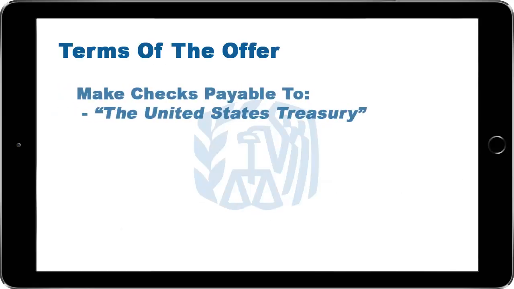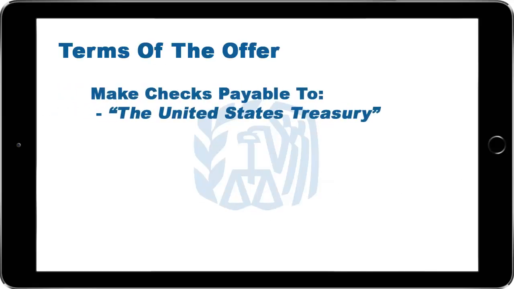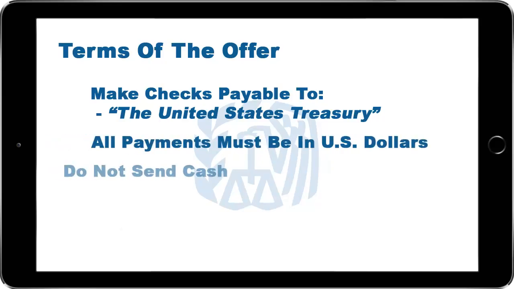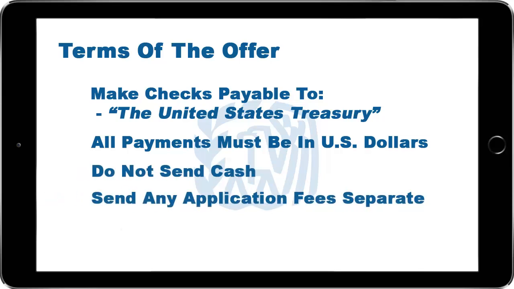Make checks payable to the United States Treasury and attach them to the front of your Form 656 Offer in Compromise. All payments must be in U.S. dollars. Do not send cash. Send a separate application fee with each offer. Do not combine it with any other tax payments, as this could delay processing of your offer.